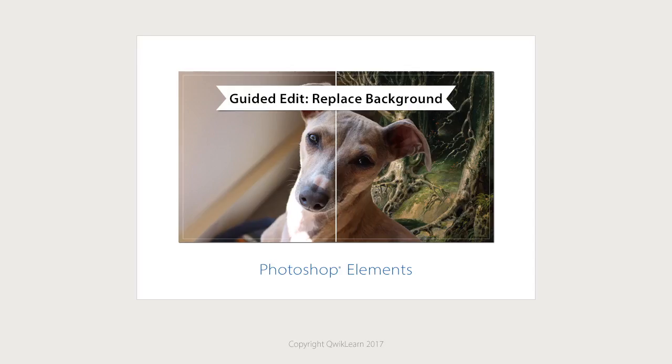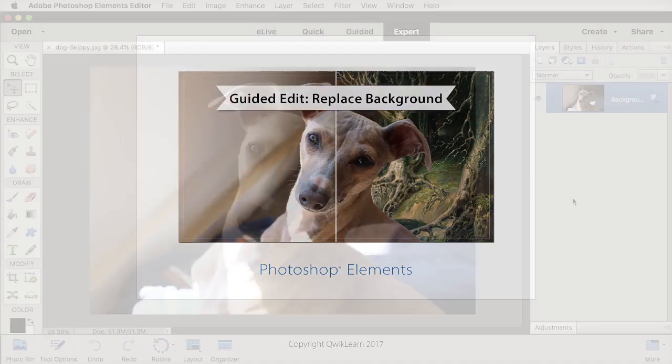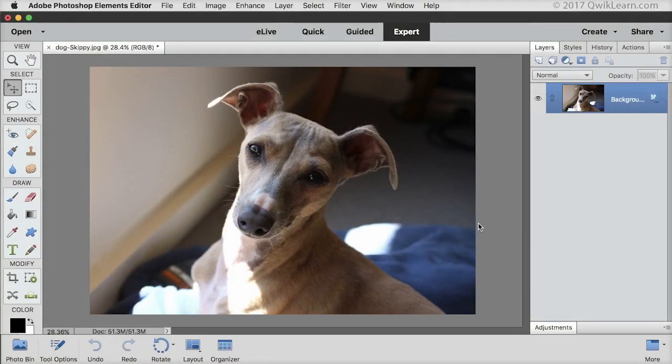In Photoshop Elements 2018, Adobe introduced a great new tool called Auto Selection. The tool is featured prominently in the guided edit called Replace Background, so let's have some fun with it. Let's use this underwhelming photo of Skippy the dog. The background is not at all interesting, so let's give him a new background.